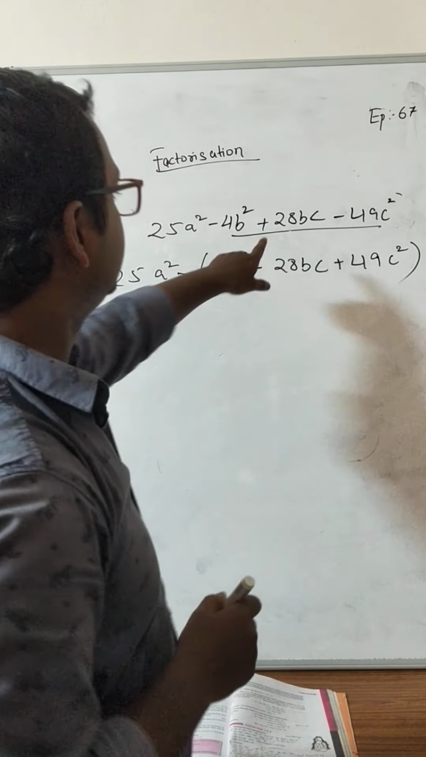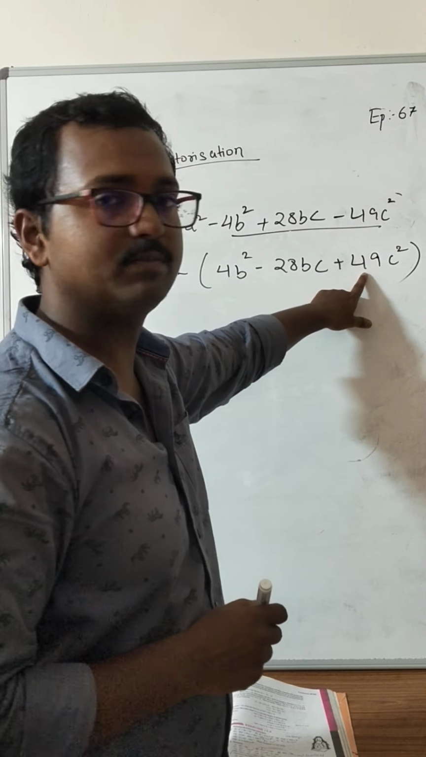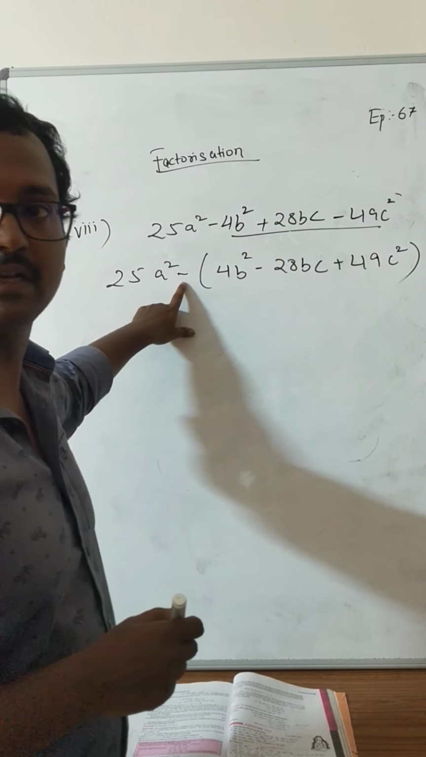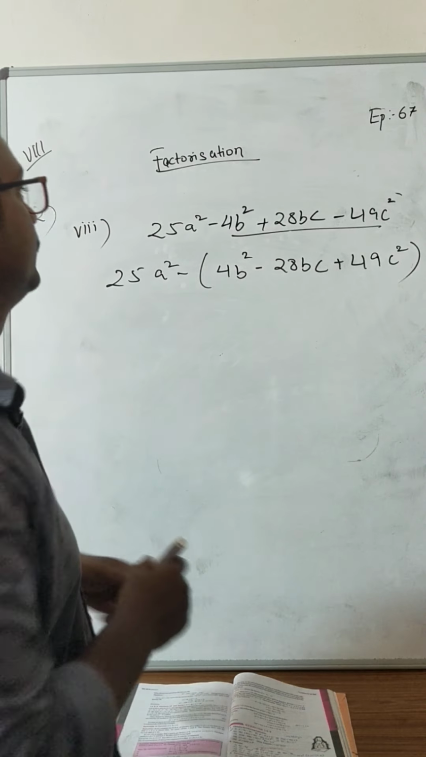Now, this was initially plus, now it has become minus. This was initially minus, now it has become plus. How? Because we have taken minus outside the bracket. Whenever we take minus outside the bracket, the inside sign will change. Okay.